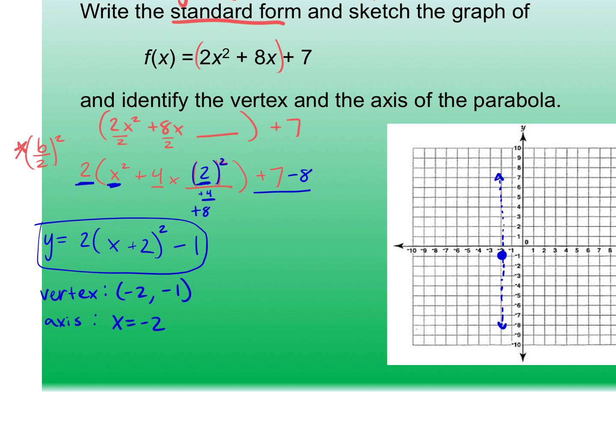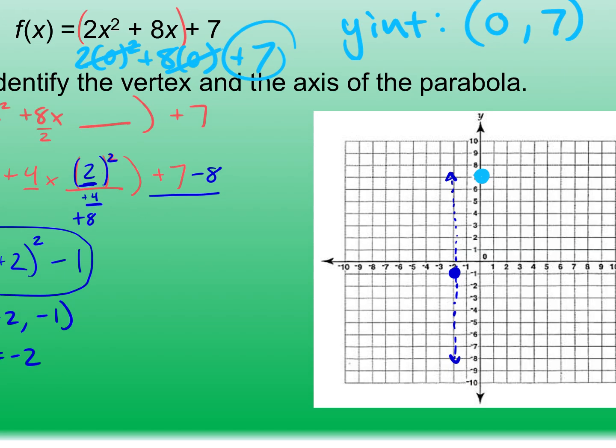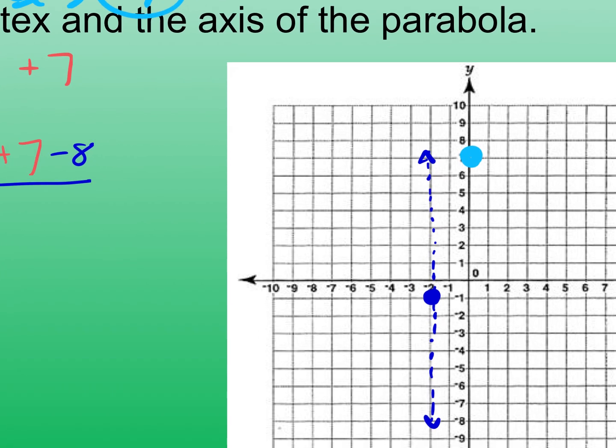If I plugged in 0 into my original equation up here, we'd have 2 times 0 squared plus 8 times 0 plus 7. What do we get? 7. So when we plug in 0 into the x, we actually get the y-intercept, which would be 0, 7. So we cross the y-axis at 7. Remember, our axis of symmetry acts as a mirror, so if I have that point 2 spaces away on the right, I'm going to have the same thing 2 spaces away on the left. And I can graph my parabola.